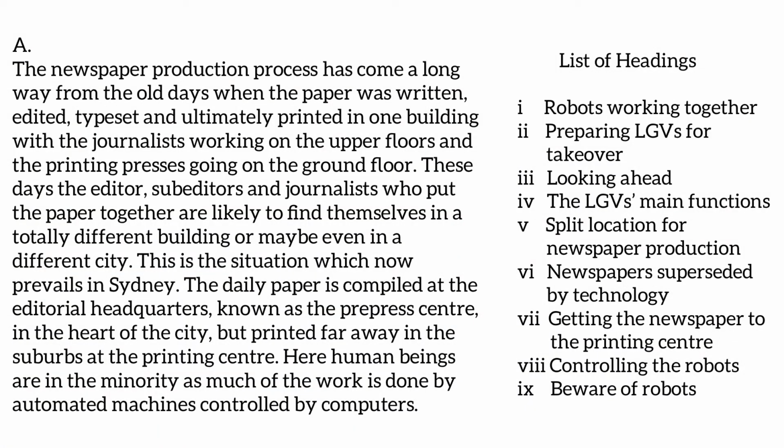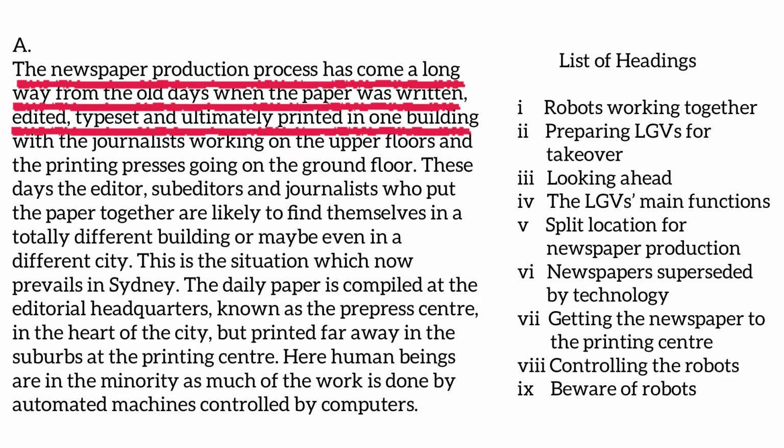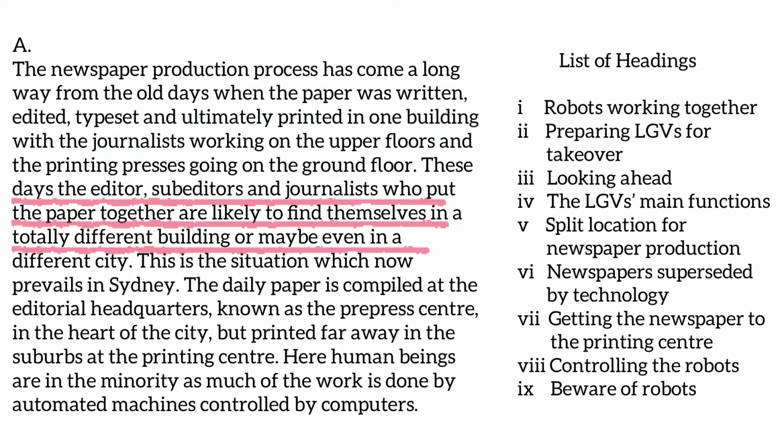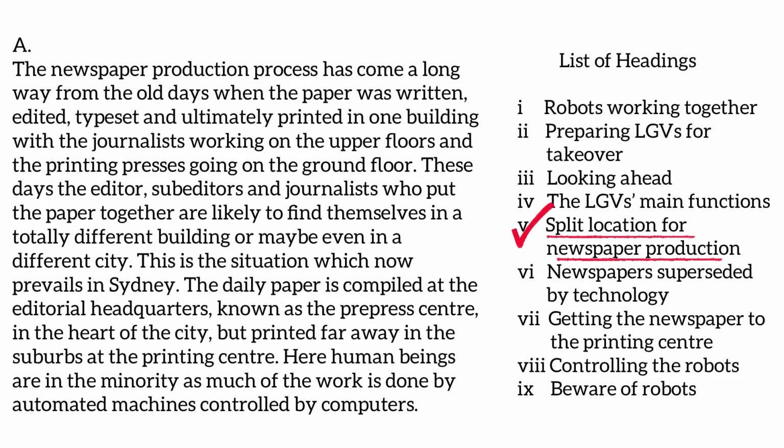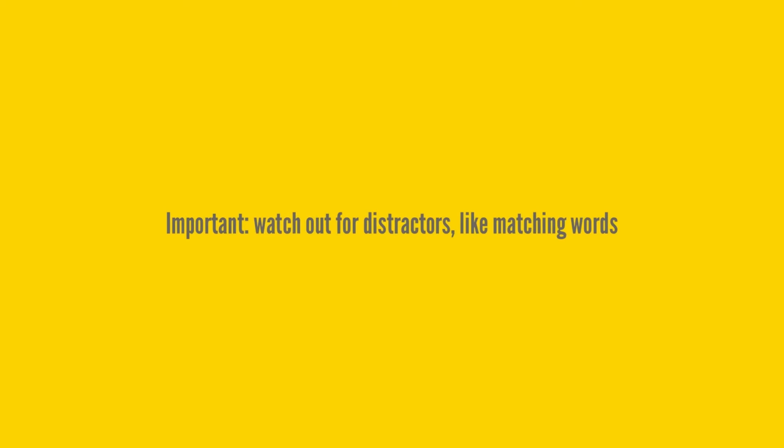So the starting of paragraph A says the newspaper production in the old days consisted of various tests which were performed in one building. And these days, these tests are performed at 2 completely different locations. So what I'm getting from this paragraph is split location for newspaper production. This does seem like an appropriate heading, so I will also put this down as a possible answer.